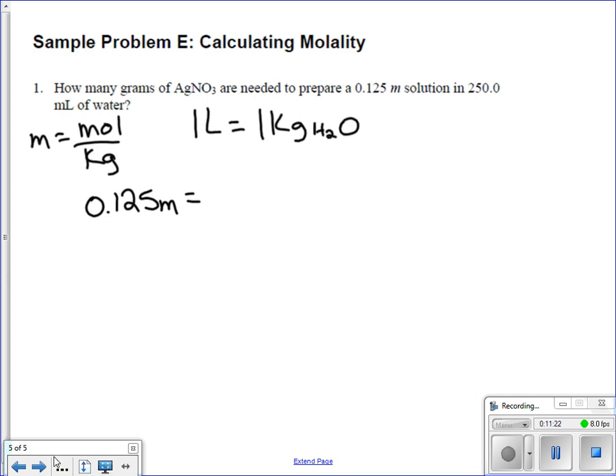So if we get 250 milliliters, we change that to 0.250 liters, that's equal to 0.250 kilograms. So a liter of water is equal to a kilogram of water. So if we have 0.25 liters of water, that's going to be 0.25 kilograms. So that's our bottom value.